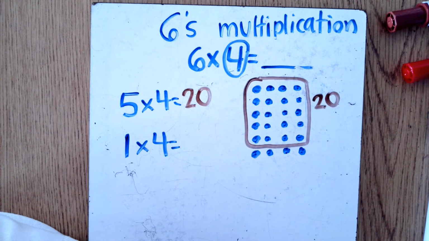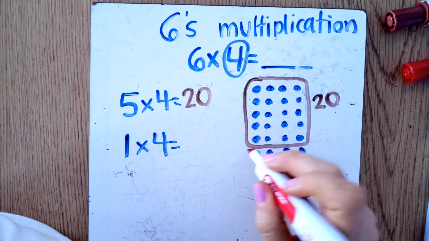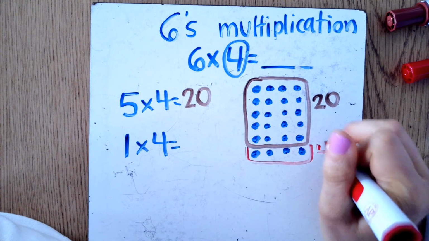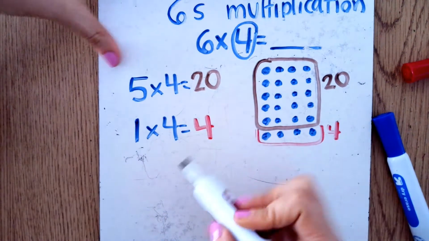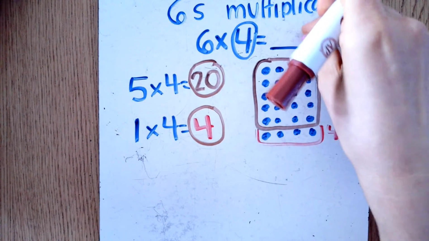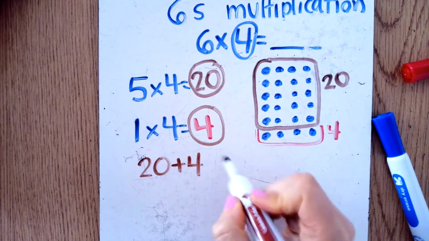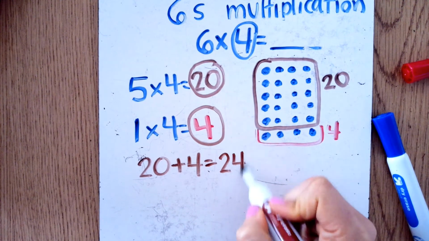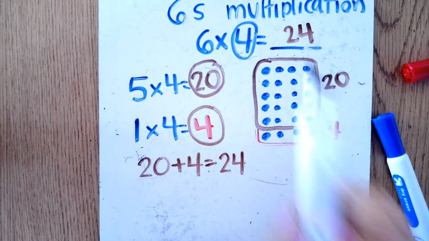Now we have this one row left. So that's our 1 times 4. So 1 times a number equals the number. So 1 times 4 would equal 4. Our next step, which is going to be that last step, we have to add these two numbers together. And that will be our answer for 6 times 4. So 20 plus 4 equals 24. So the answer for 6 times 4 is 24.